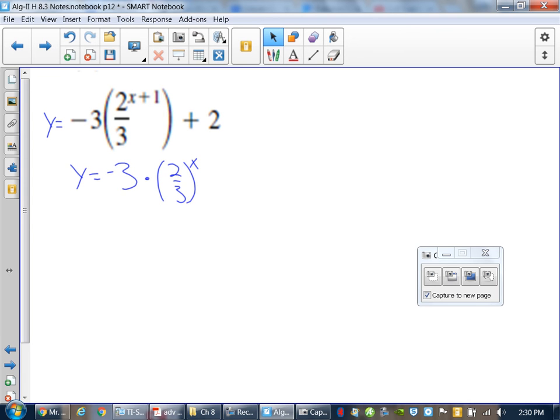Here, what's your parent function? And there's your parent function. Again, you're just picking -2, -1, 0, 1, and 2. Those are the easiest ones to work with. It looks like it's going to be awful because you've got fractions, but when you start putting it together, it's really not that bad.